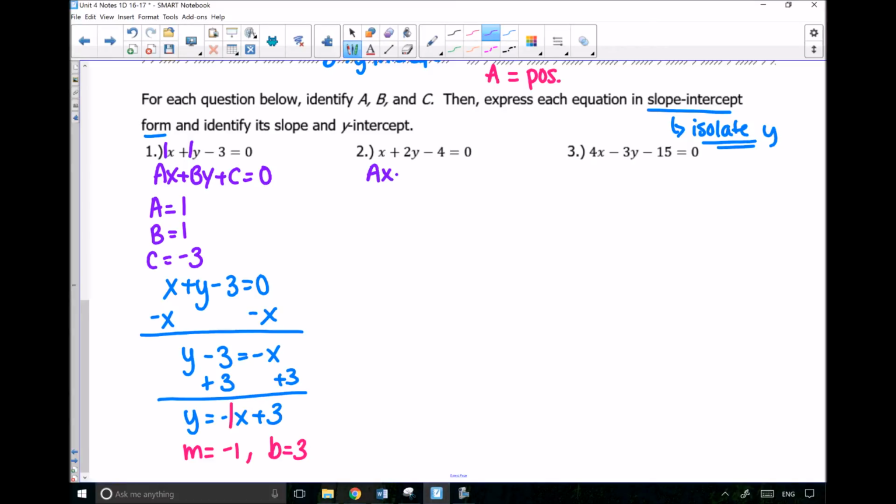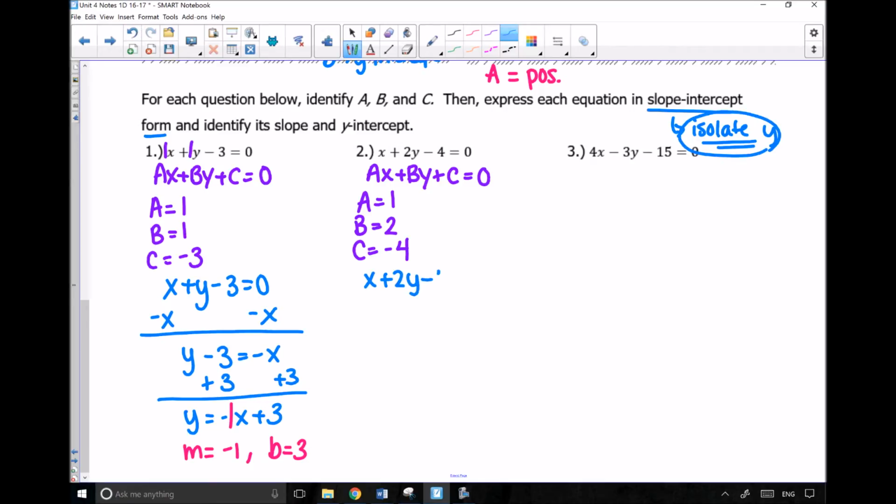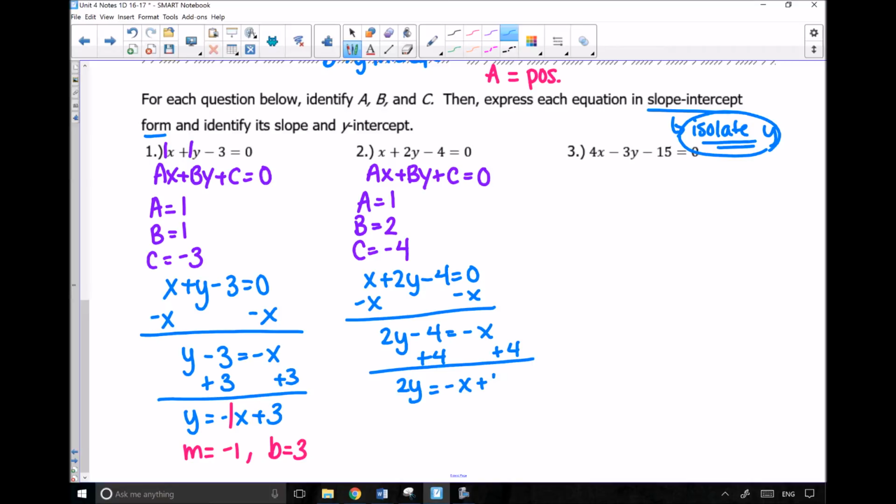In number 2, same thing. I have to do ax plus by plus c equals 0. Here, by looking at this, I can see that the a is 1, the b is 2, and the c is -4. So I'm done with the first part. Then I have to isolate the y, so that's what I'm going to do right here. The first thing I'm going to do is subtract the x again from both sides. So I get 2y minus 4 equals -x. Then I'm going to add the 4 to get the 2y alone. So I get 2y equals -x plus 4.